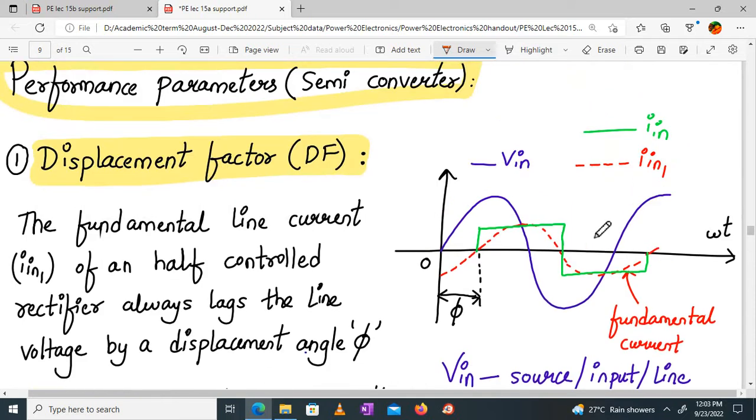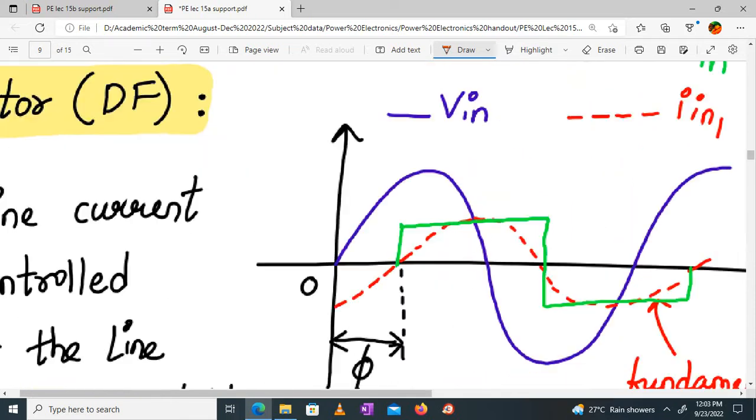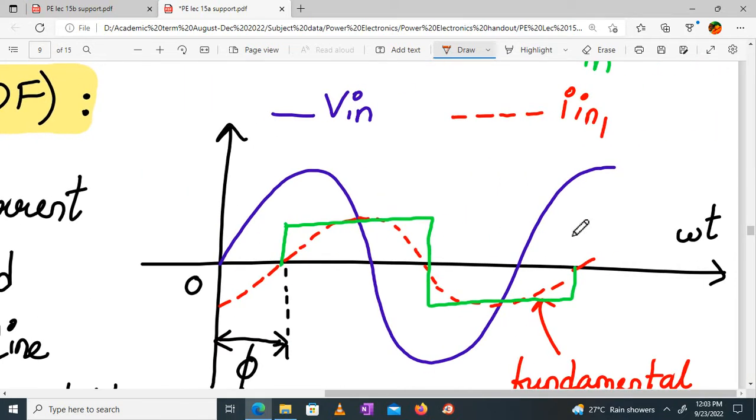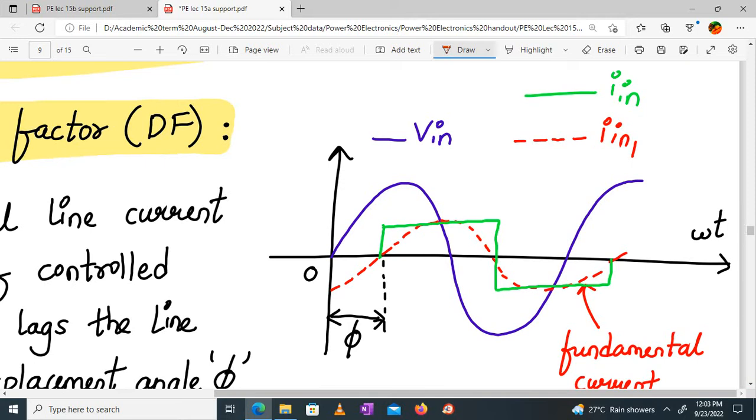Look, the green color curve is just that only. Are you following? This is what my actual I in is. So now, what is the phase difference between V in and I in? Phi, na? So this phi is called the displacement angle, and that cos of phi is called the displacement factor.